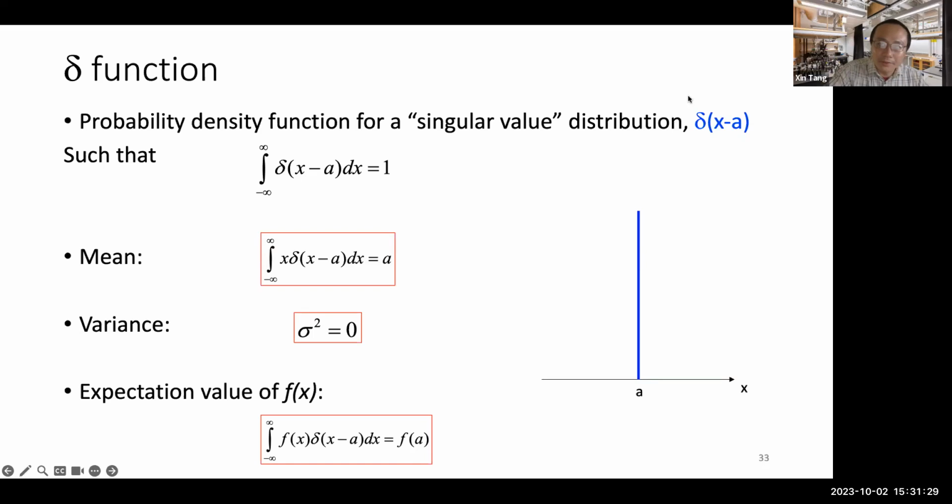Now, if we use this distribution, to calculate the average value of this distribution, we put in x, x times this distribution, dx. This is mathematically correct. With x in, we do this integration. Here, it only contributes when x equals a.